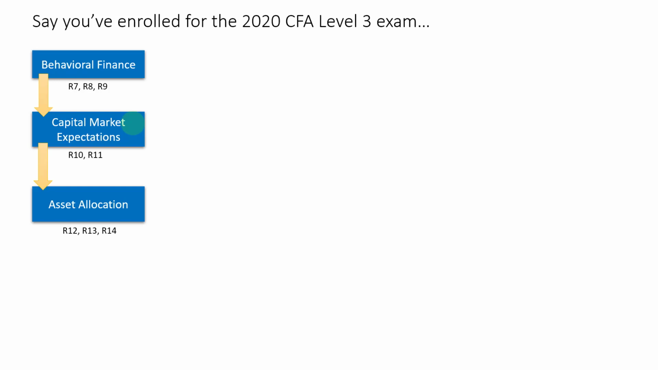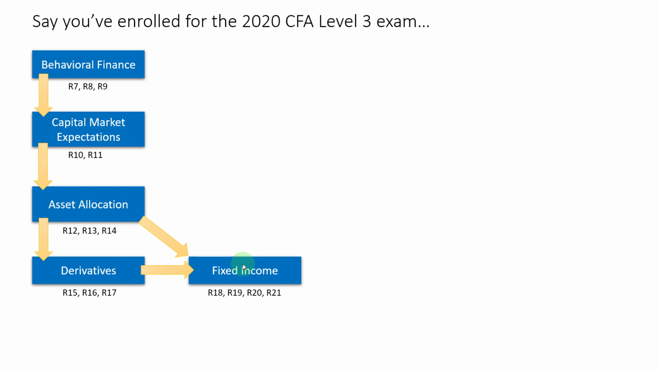Now, after you've gone through asset allocation, there are a few paths that you can go to. You can choose to proceed to derivatives, and take note that reading 17 here is on currency management. It used to be part of asset allocation. What I would advise is that if you're going to study derivatives, then it will be followed by fixed income. There are some elements of derivatives discussed in fixed income, pertaining to the use of futures contracts or swaps or options or swaptions.